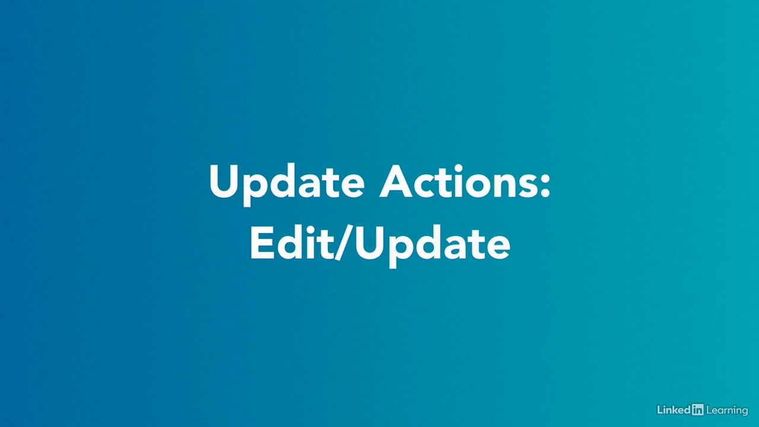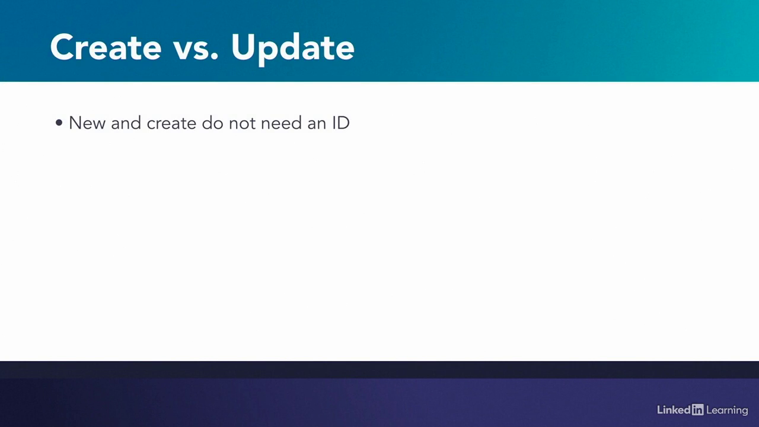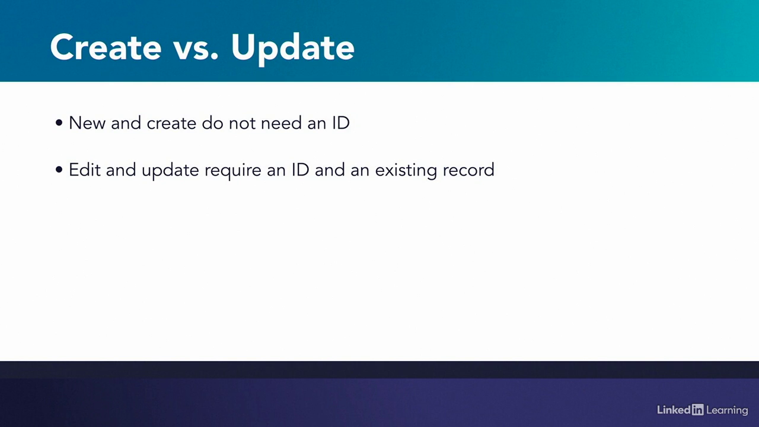In this movie, we will add the ability to update existing records. Like create, there are two standard Rails actions for updating. Edit displays the form, and update processes the form. It's very similar to the two-step process we used for creating records. There are two key differences though. The first is that we need to make sure that we have an ID. New and create didn't need an ID because there was no record in the database yet. But edit and update require an ID so they can find that existing record.